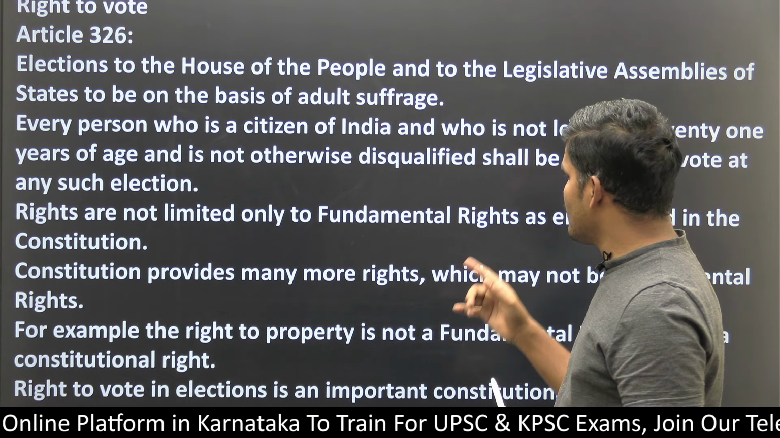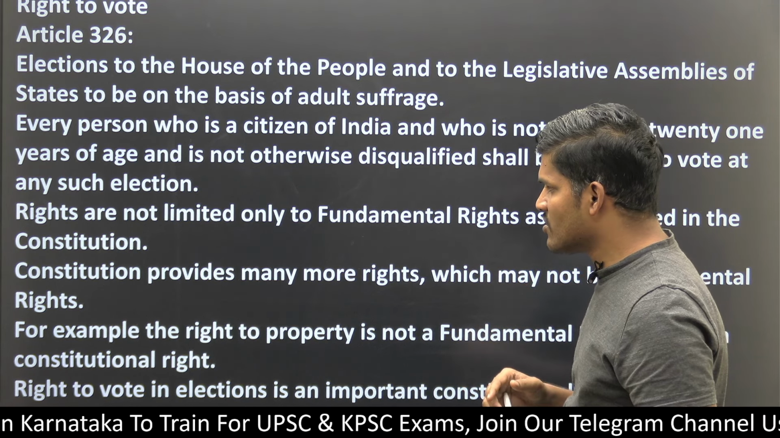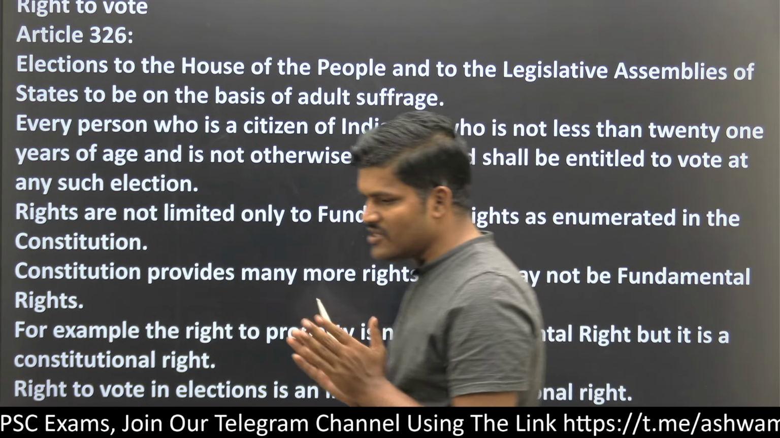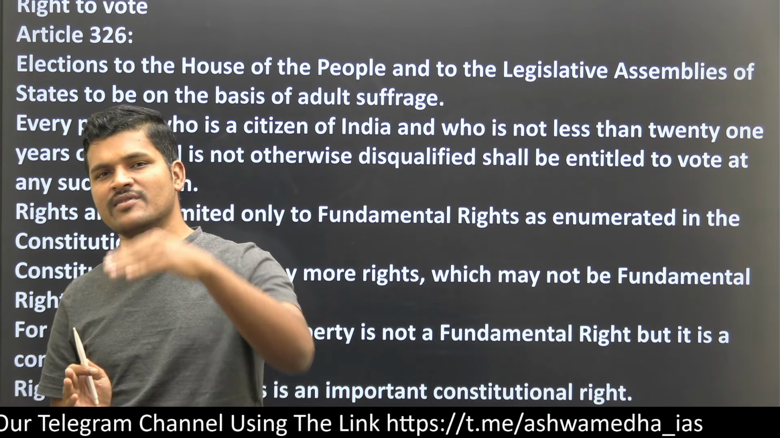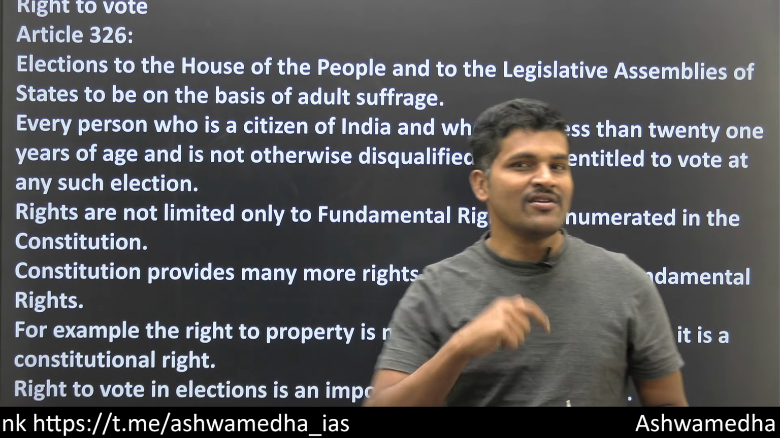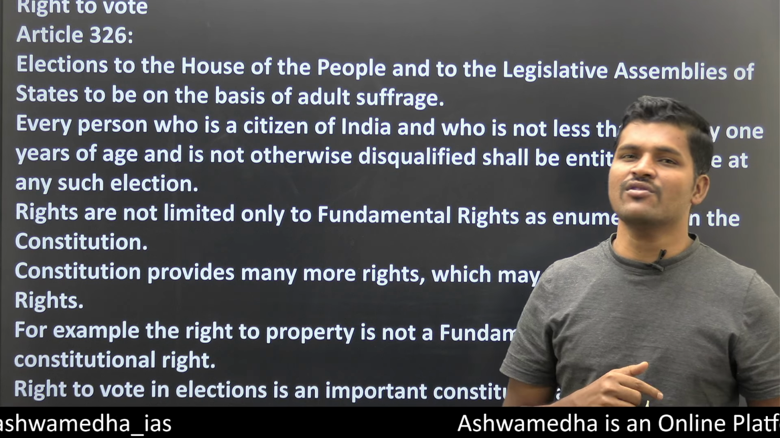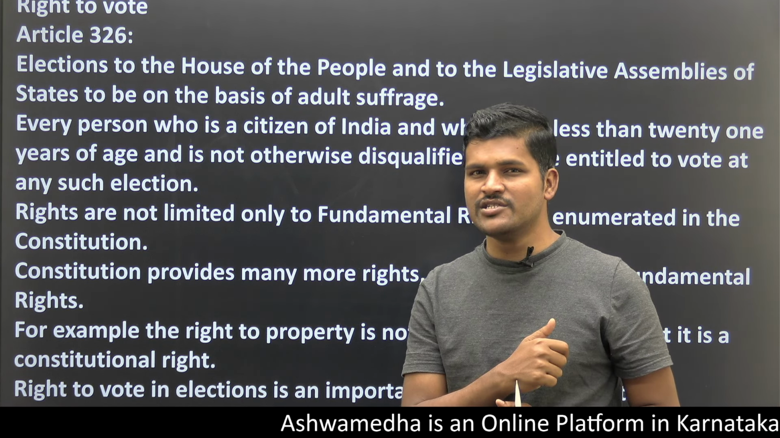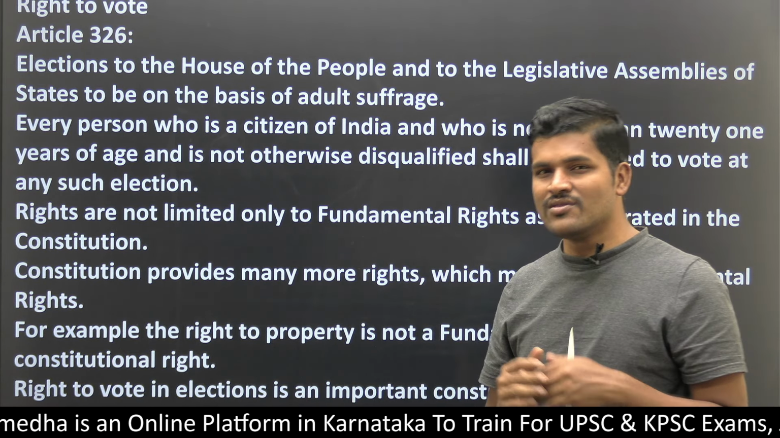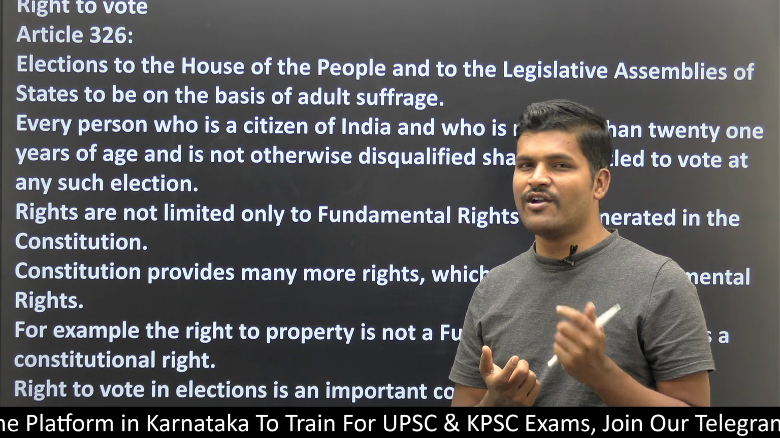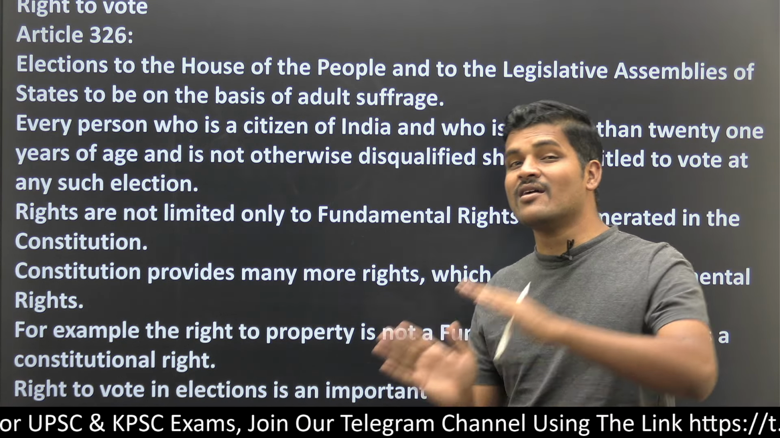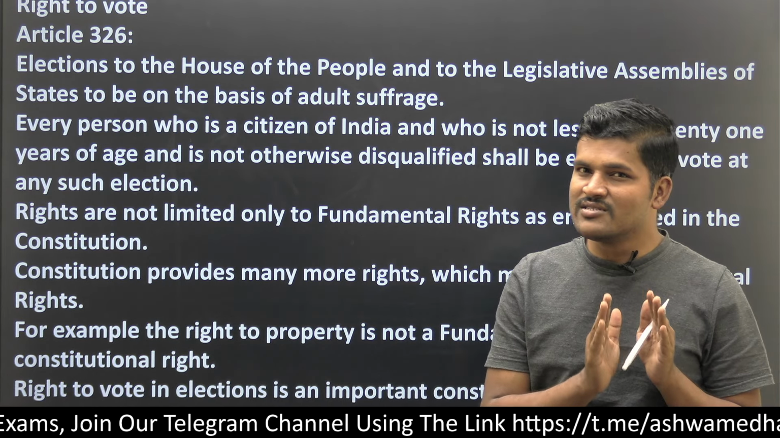Rights are not limited to only fundamental rights enumerated in the Constitution. The Constitution provides many more rights which may not be fundamental rights. So the rights which are mentioned in the fundamental rights are fundamental rights as well as constitutional rights. For example, right to property is a constitutional right. It is not a fundamental right. Previously, before the 44th Constitutional Amendment, it was considered a fundamental right. Now it is a constitutional right. So there is a difference between constitutional rights and fundamental rights. All fundamental rights are constitutional rights. All constitutional rights are not fundamental rights. You have to understand this very clearly. Right?